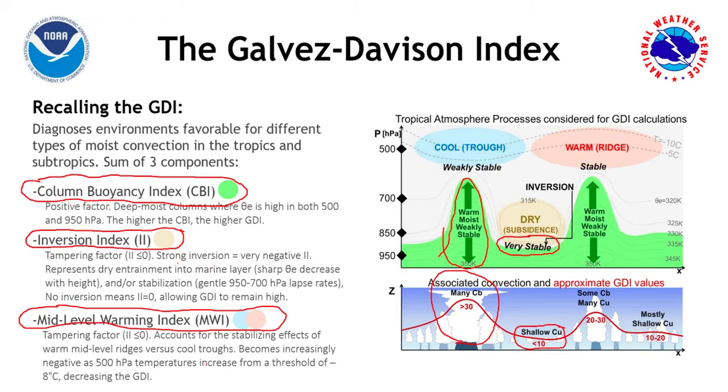And then you have finally the mid-level warming index. And this is just based on the temperature of the mid-troposphere. So whenever the temperature is warmer than -8, this index becomes more negative, meaning that the potential for precipitation starts decreasing, right? Okay. This is in a nutshell what the GDI is.